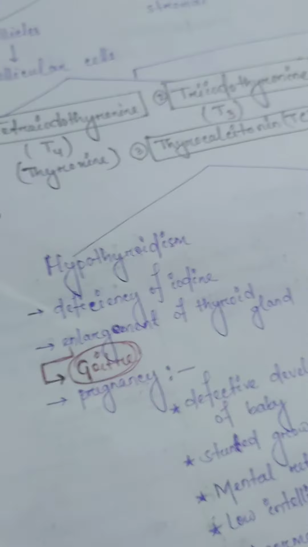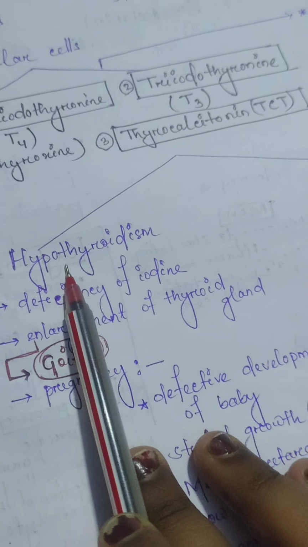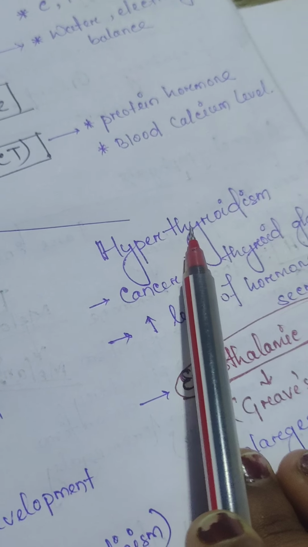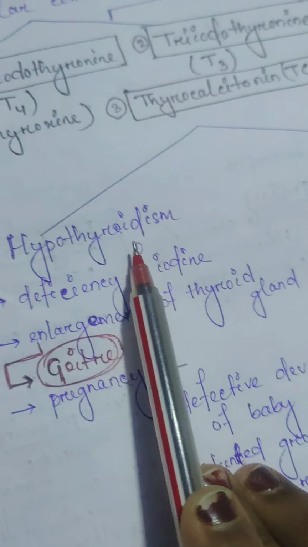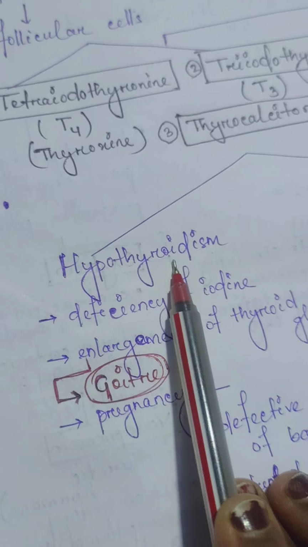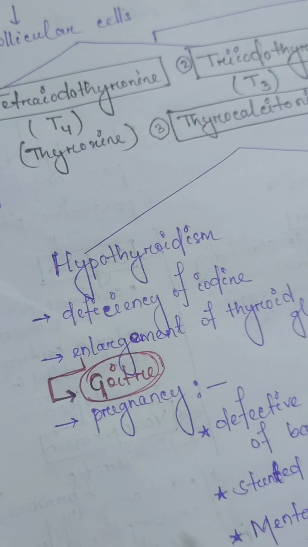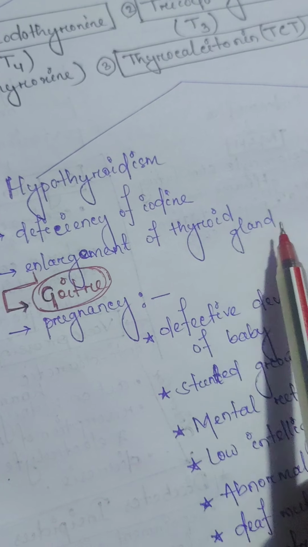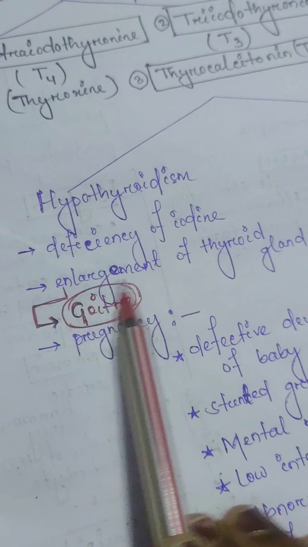Thyroid gland disorders. We have two disorders of thyroid gland. One is hypothyroidism and another is hyperthyroidism. This hypothyroidism is caused due to the deficiency of iodine in our diet. In hypothyroidism, there is enlargement of thyroid gland known as goiter.